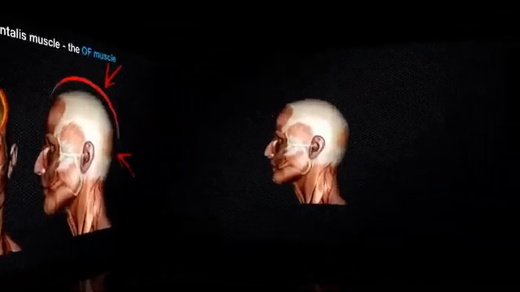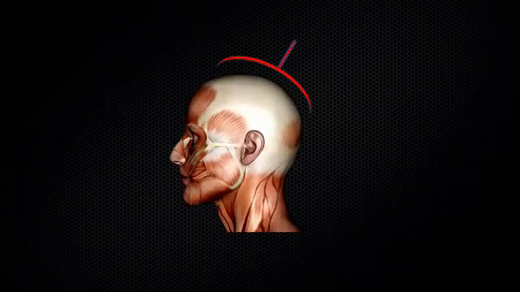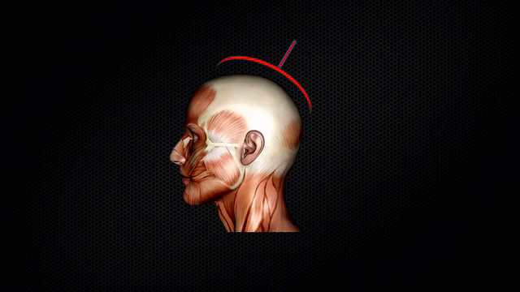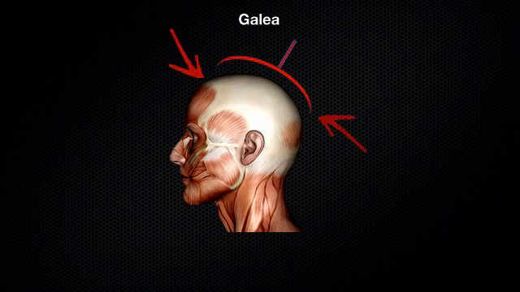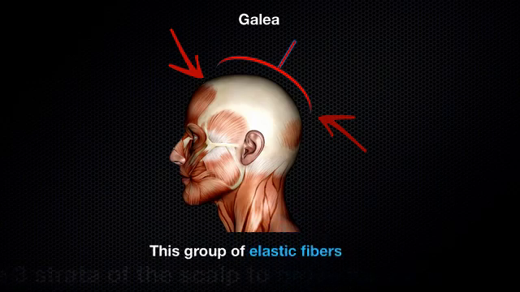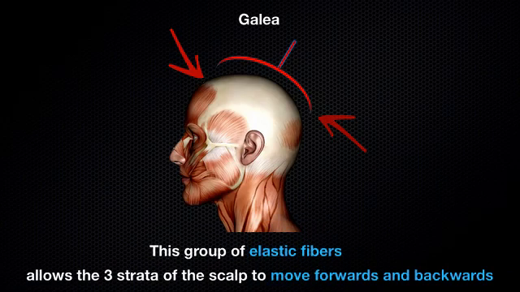The intermediate part of the occipitofrontalis muscle is formed by a fascia of elastic fibers that cross over nervous channels, called galea. The galea connects the frontal muscle to the anterior side, while connecting to the occipital muscle in the posterior side. This group of elastic fibers allows the first three strata of the scalp to move forwards and backwards on the membrane that covers the external surface of the skull.